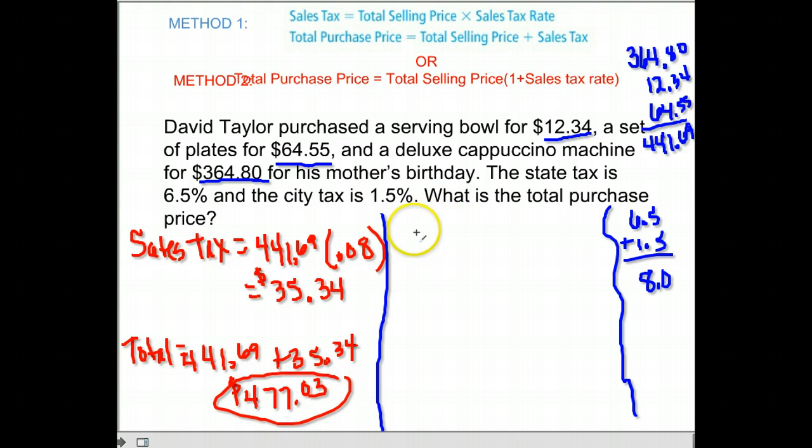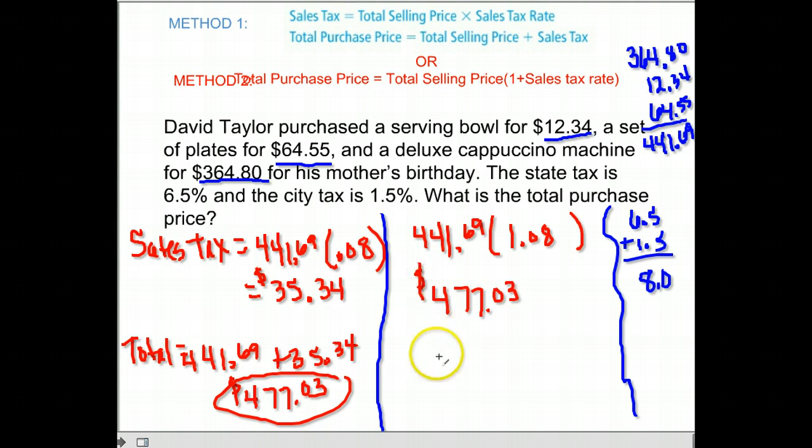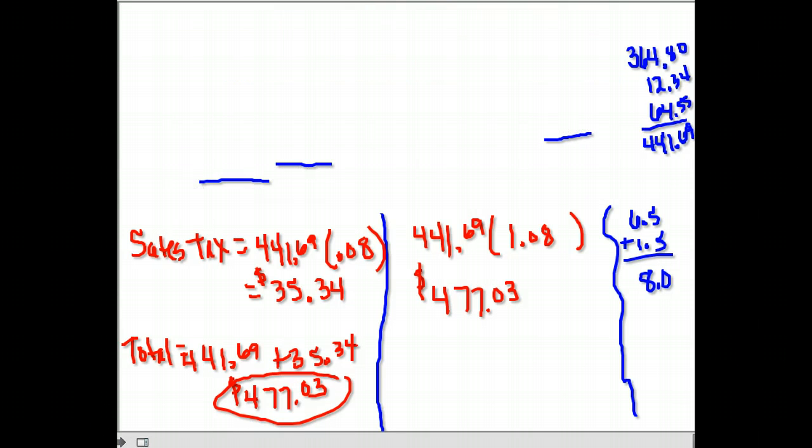Okay, remember the other method is to just take your items, $441.69, and multiply by 1 plus the tax rate, so 1.08. And I get $477.03 when I round. Okay, so you just choose whichever method you like better, and that is the one you can use to solve those types of problems.